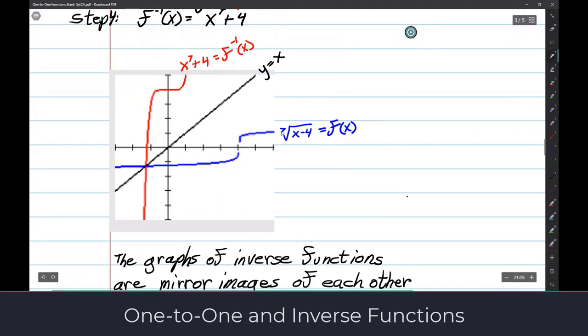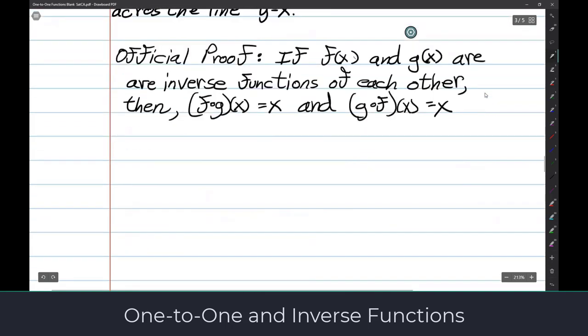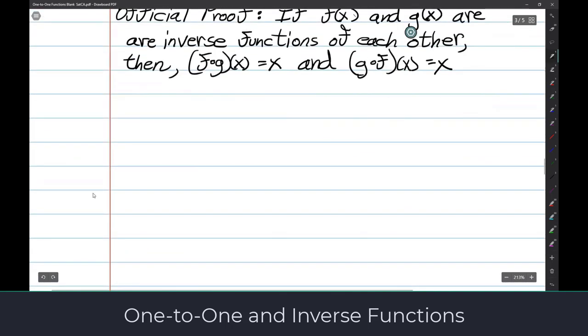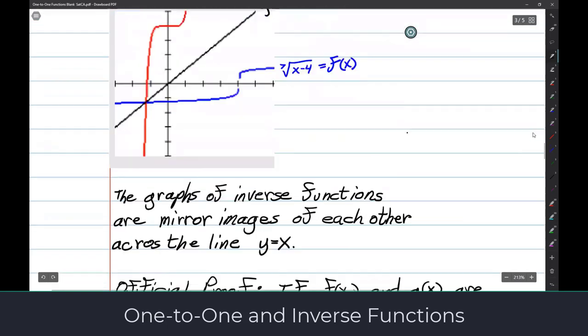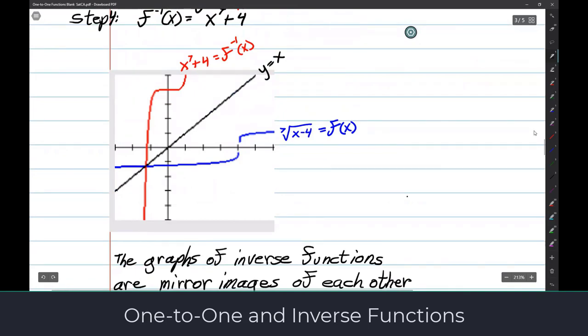I'm going to let F of X be the seventh root of X minus 4, and G of X be X to the seventh plus 4. Okay, so then I'll go back and check and make sure. F of X equals the seventh root of X minus 4, and G of X equals X to the seventh plus 4. Let me make sure I wrote those correctly. Okay.